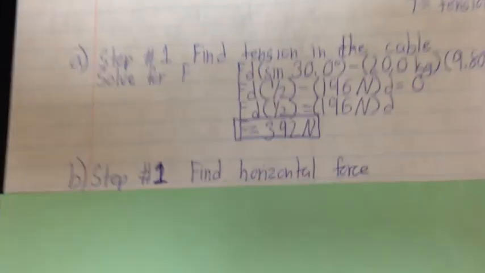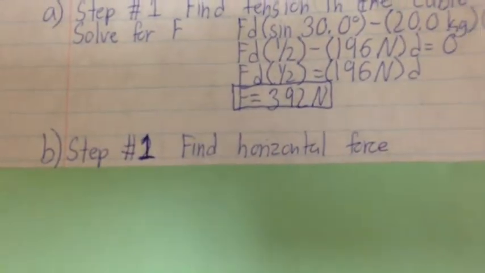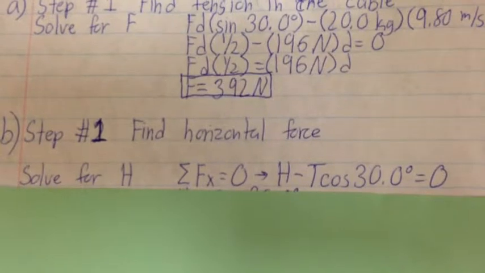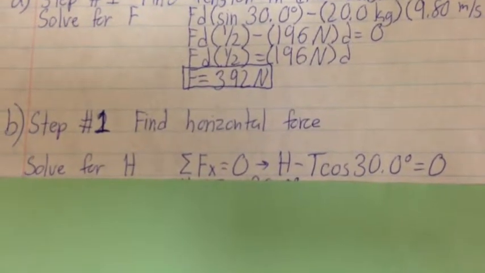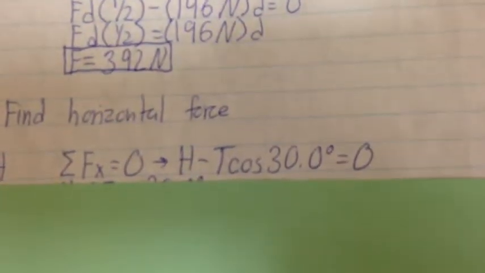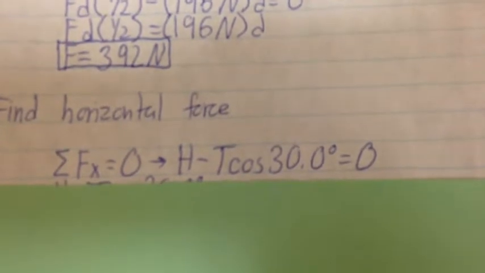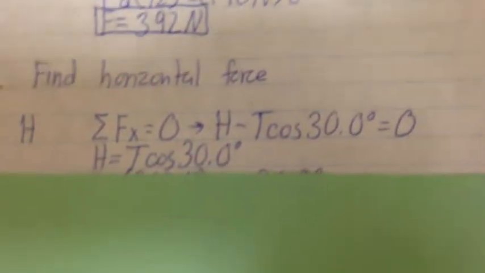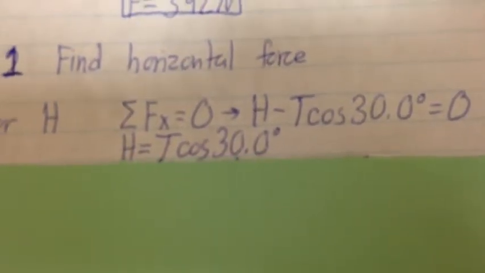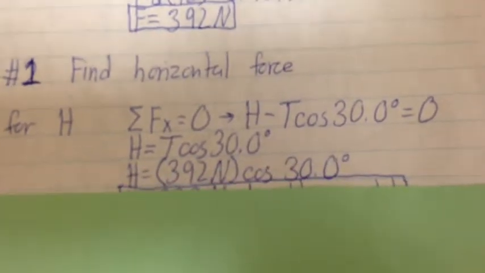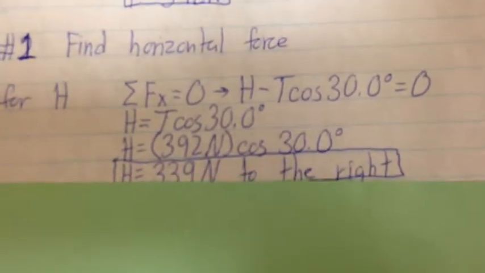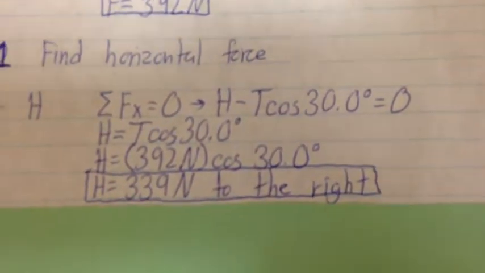Part B asks you to find the horizontal force and vertical force. Step number 1 is to find the horizontal force. You're going to solve for H. And since the force in X we know is equal to 0, this gives us the equation H minus T cosine 30.0 degrees is equal to 0. Adding T cosine 30 to both sides gives you H equals T cosine 30.0 degrees. Plugging in your values for 392 newtons for T gives you the answer of 339 newtons to the right.